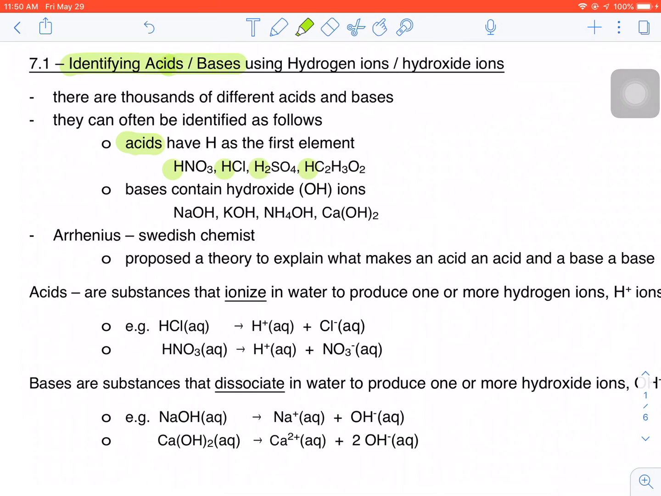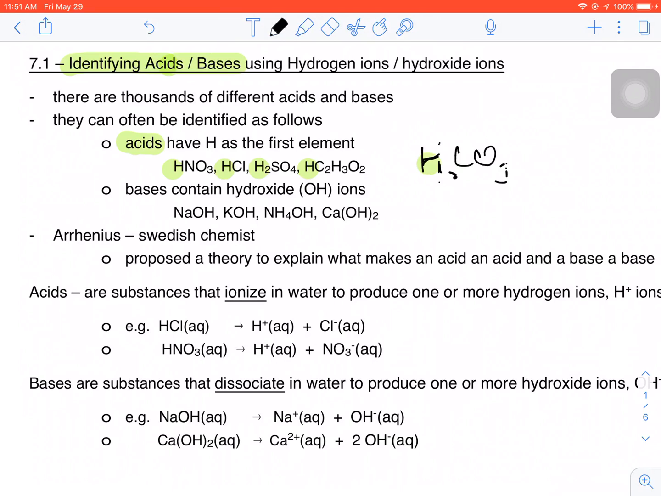if I give you this compound here, H2CO3, I know it's an acid right away because it's got the hydrogen at the beginning. That's carbonic acid, H2CO3. So anything that starts with a hydrogen is going to be an acid.